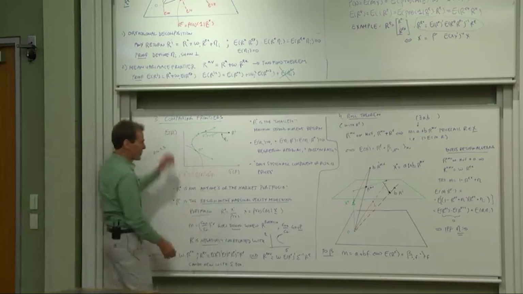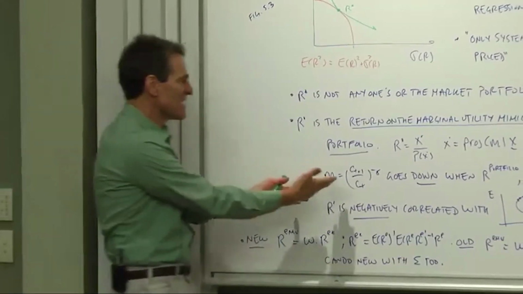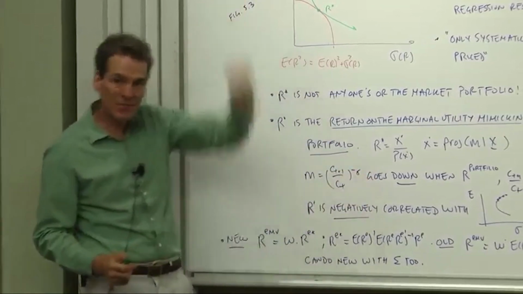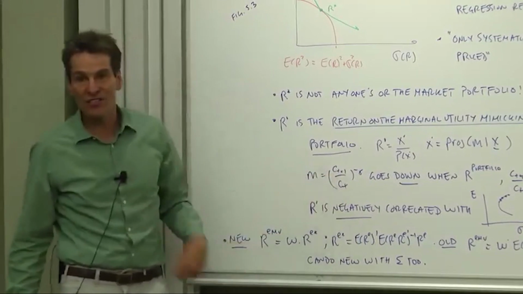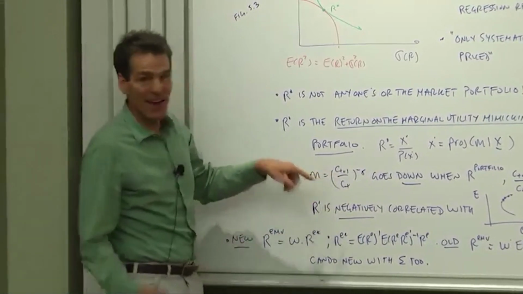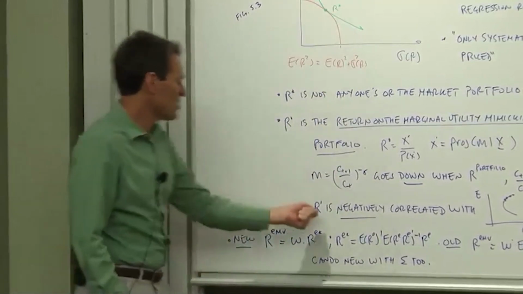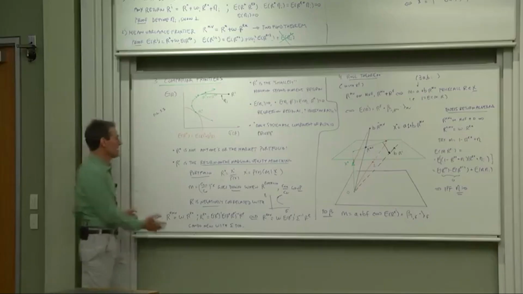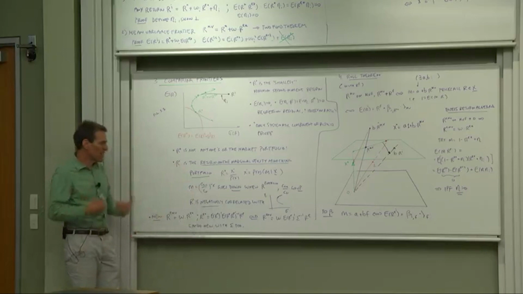R star is X star over the price of X star. X star was the projection of the discount factor on X, and the discount factor is something like consumption growth to the minus gamma. So the discount factor goes down when returns on your portfolio go up. It's a measure of hunger. It's a measure of bad times. The discount factor is negatively correlated with the returns you might hold in your portfolio. R star is negatively correlated with returns on the top half of the frontier. So R star is a portfolio that carries pricing information. It measures marginal utility, but it's not a portfolio that anybody holds.